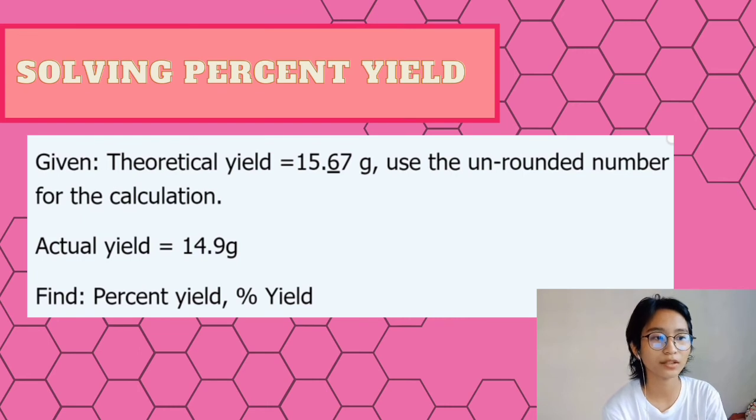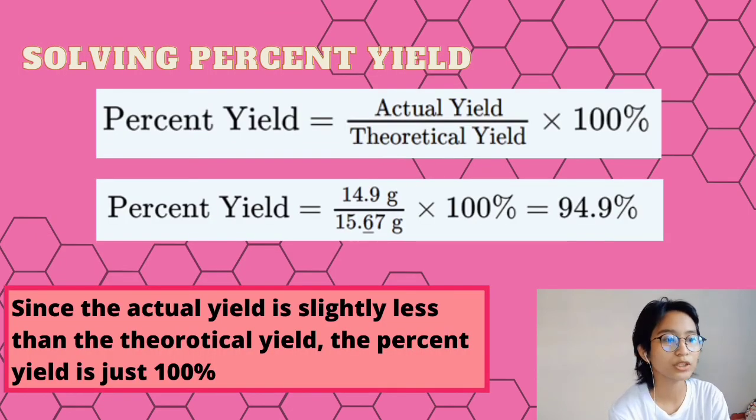Lastly, we calculate the percent yield. Using the given theoretical yield is equal to 15.67 grams, we must use the unrounded number for the calculation and actual yield 14.9 grams. To calculate the percent yield, we just need to substitute the values we get to the equation percent yield equals actual yield over theoretical yield times 100%. The percent yield equation will be like percent yield equals 14.9 grams over 15.67 grams times 100%, which resulted to 94.9%. We can say that the percent yield is just under 100%.